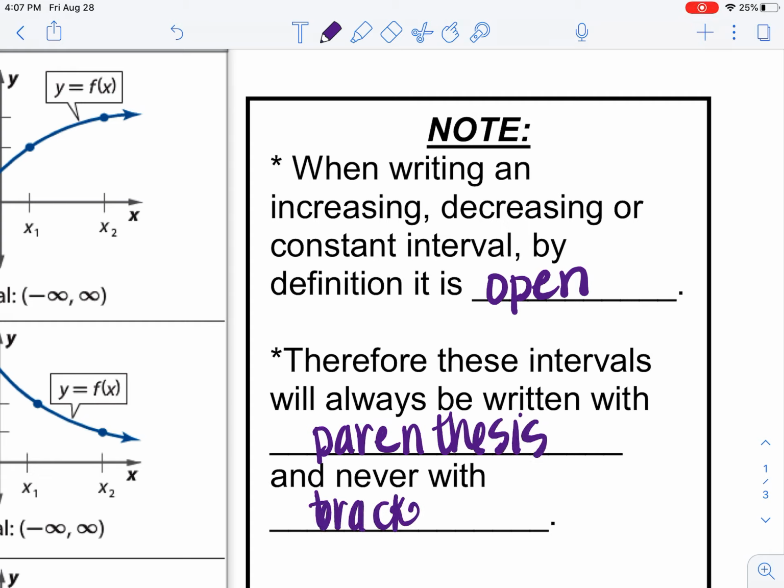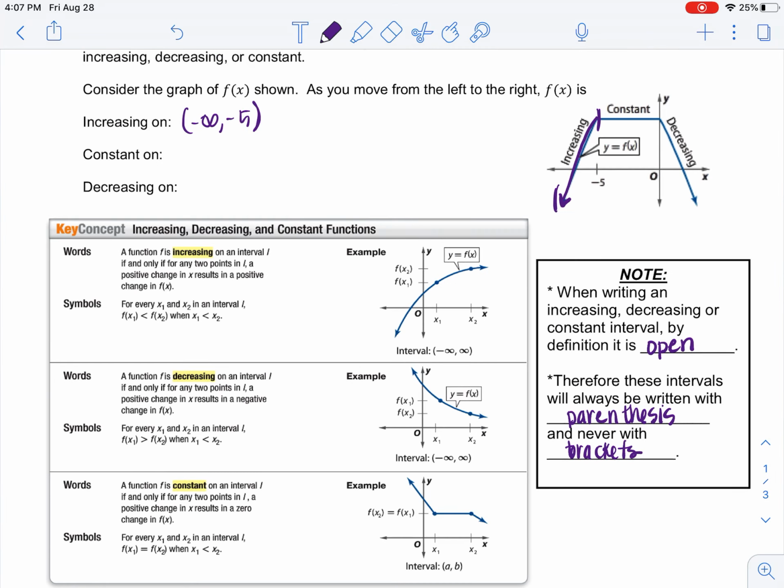Oops, brackets. So another way to think of this is that domain and range are the only things that could have brackets. Intervals of increasing, decreasing, constant will never have brackets.